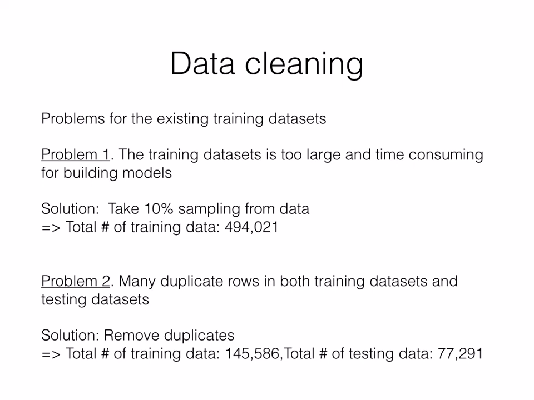The second problem is that there are many duplicate rows in both the training and testing data sets. The solution is very easy: just remove the duplicates. After that, the total number of training data is around 145,000, and the testing data is around 77,000.